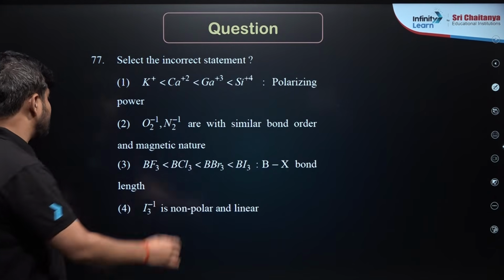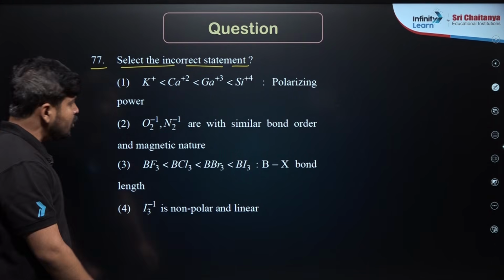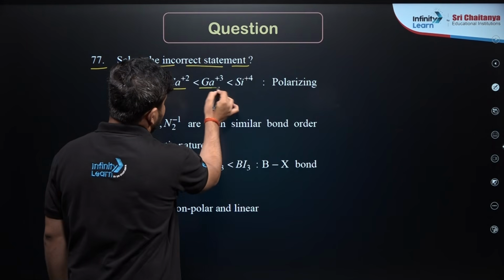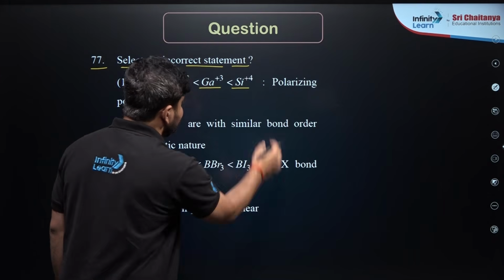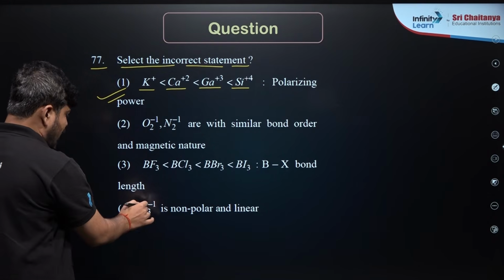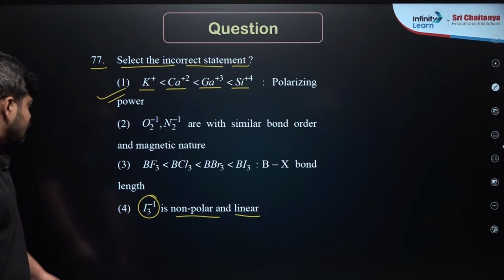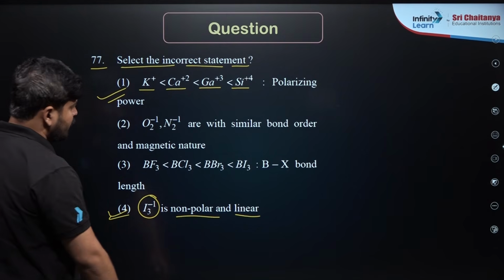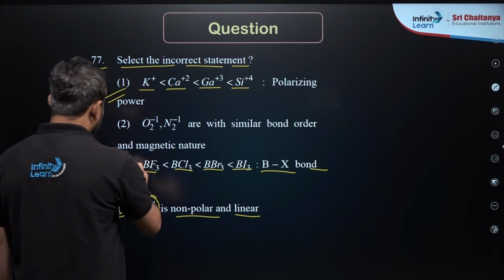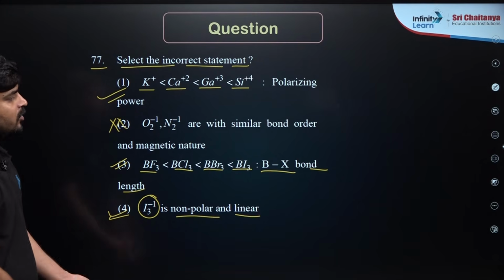Now the next question, 77. Select the incorrect statement. We just have to check which one is incorrect. Here the first one is K plus, Ca2 plus, Ga3 plus and Si4 plus: the charge factor increases, so definitely polarizing capacity also increases. And I3 minus is non-polar and linear, with sp3 hybridization. This is also a correct statement. After that, BF3, BCl3, BBr3, BI3: the B-X bond length increases. This is also a correct order. So all are correct, and the second one is the incorrect statement of this question.